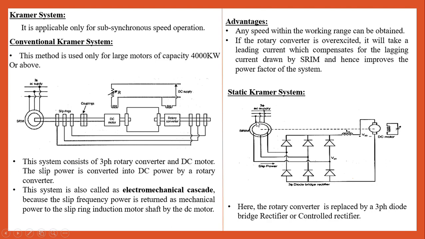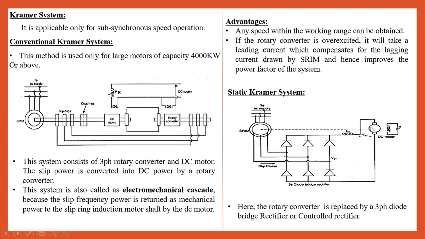In the circuit, the three-phase AC is connected to the stator part of the slip ring induction motor, and then the slip power taken from the rotor circuit is applied to the three-phase diode bridge rectifier. Now the three-phase diode bridge rectifier is used to convert that three-phase AC supply into DC. Then the output of this converter, that is the DC supply, is given to the DC motor.